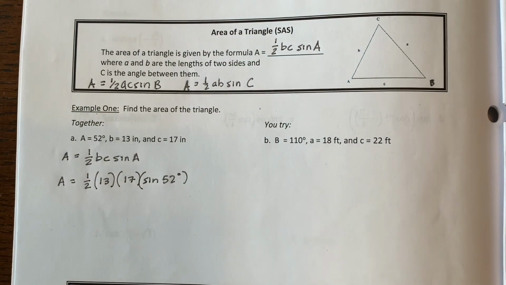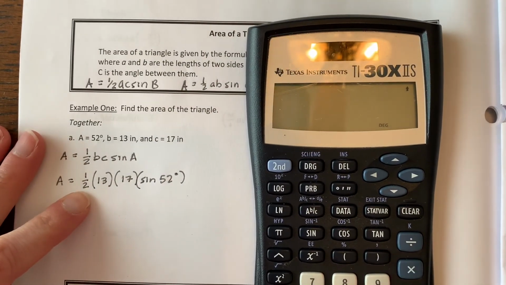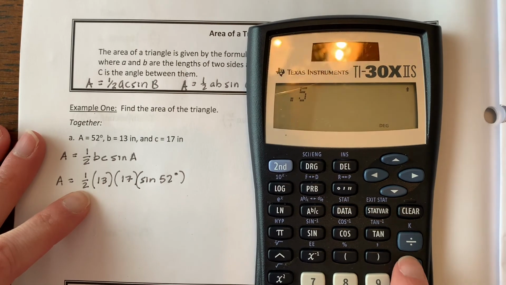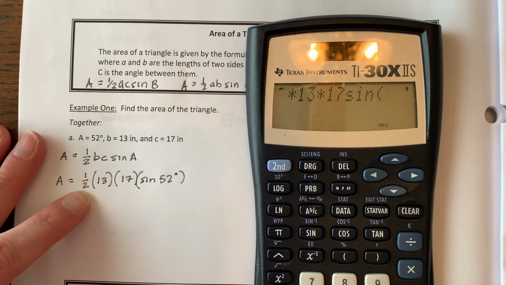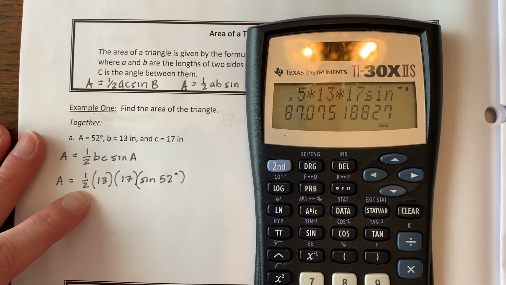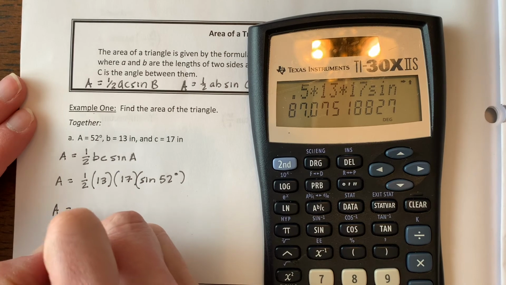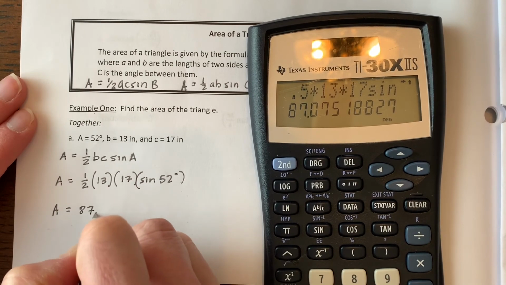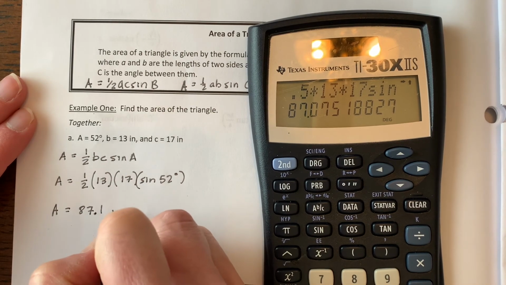Okay, take out your calculator. I just realized mine's still in my bag, so I need to have my calculator as well. All we're going to do is plug this in your calculator. Make sure your calculator is in degree mode, and we're going to multiply it. So 1/2 is 0.5 times 13 times 17 times the sine of 52 degrees, and hit equal to, and we'll go to the nearest tenth. So the area of this triangle is approximately 87.1 inches squared.